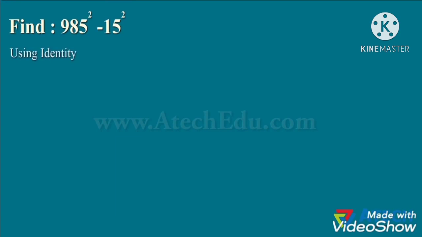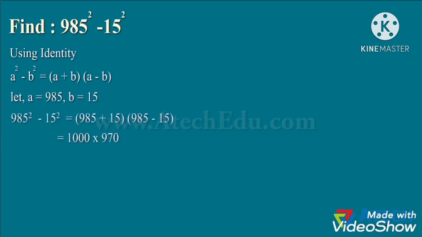Find 985 square minus 15 square. We will use the standard identity a square minus b square equals (a plus b) multiplied by (a minus b). Let a equals 985 and b equals 15. Upon applying these values and solving, we get the result as shown.